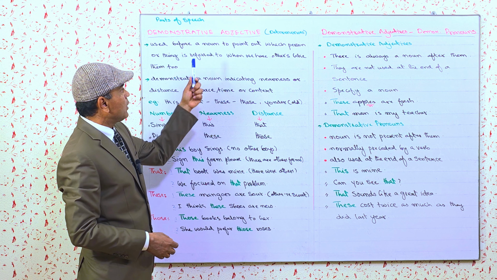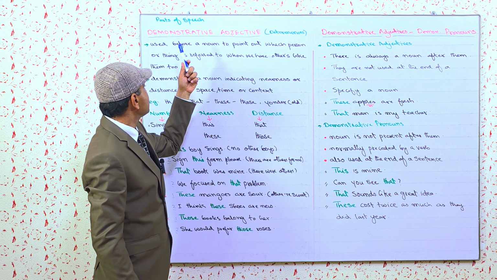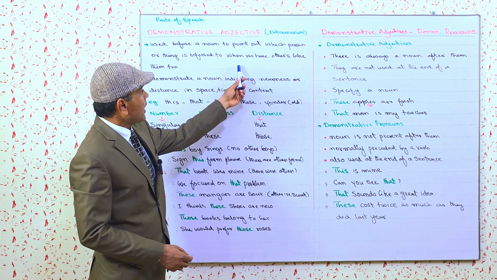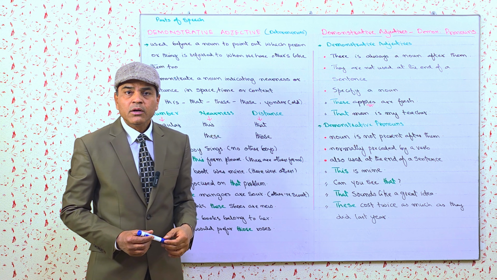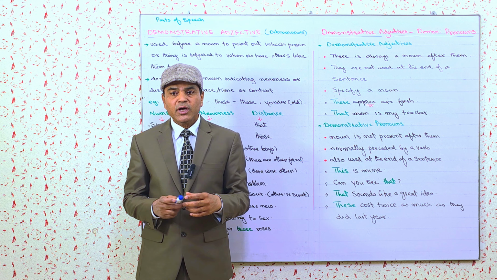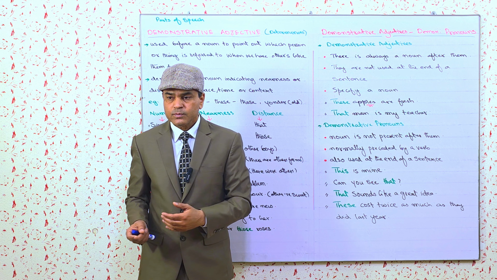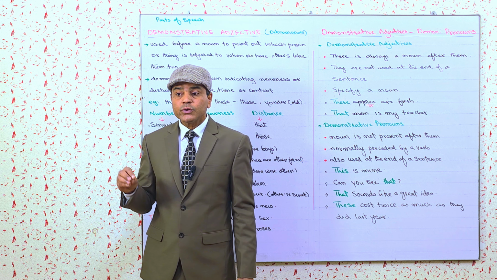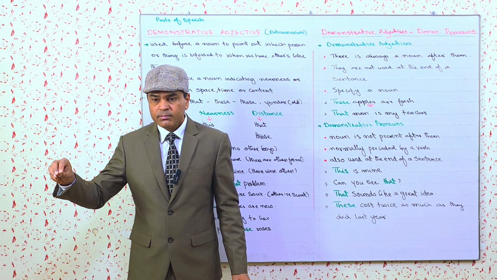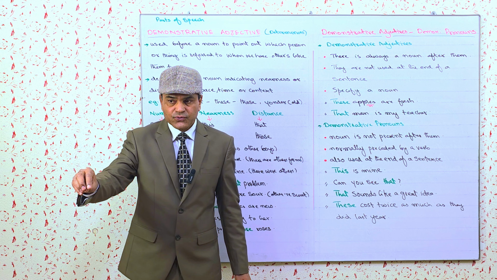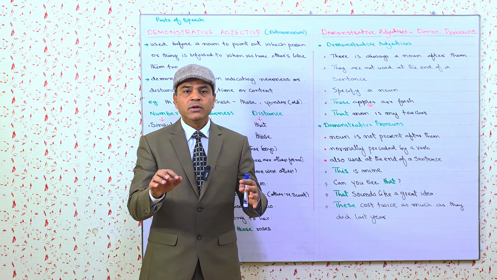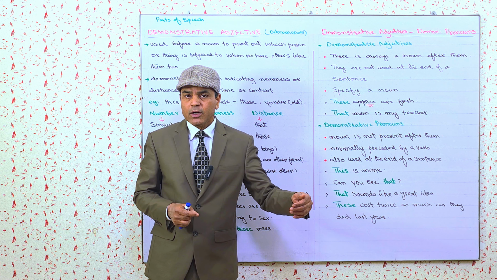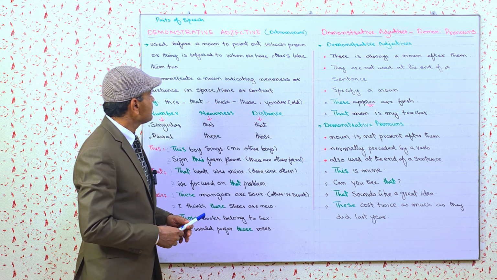They are used before a noun to point out which person or thing is referred to when we have others like them. We use demonstrative adjectives when we have so many things, so many persons, or so many nouns, and we want to specify that of them this one, or that one. So when we specify while pointing out a noun, then we use a demonstrative adjective.